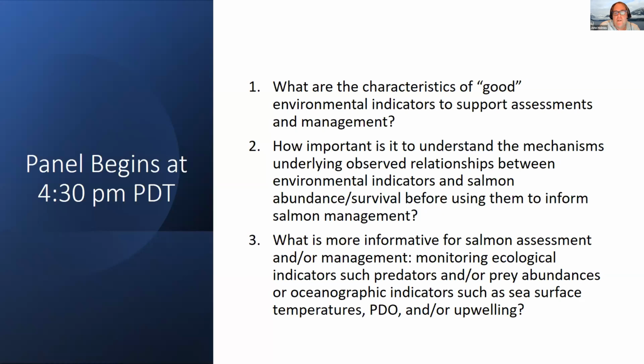Okay, I'm going to move on to the next question, and that is, how important is it to understand the mechanisms underlying observed relationships between environmental indicators and salmon abundance, survival, whatever your variable is, before using them to inform salmon management? Do we need a mechanistic understanding, or can we just find something that works and come up with the mechanistic understanding later?